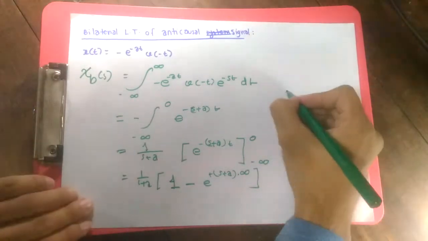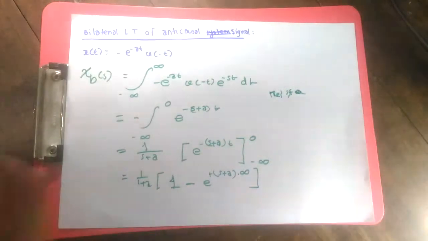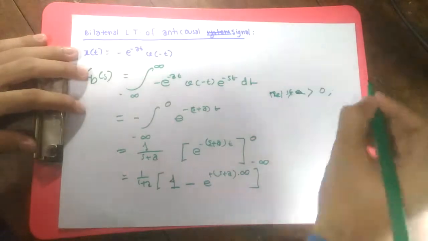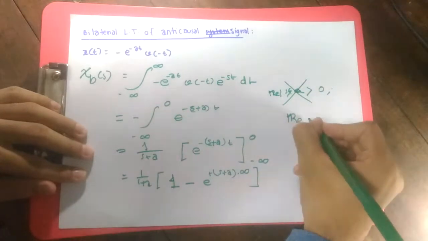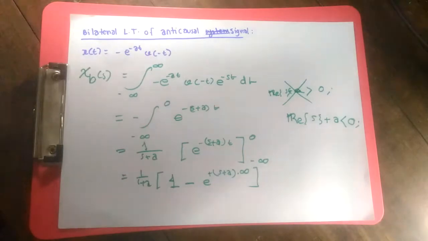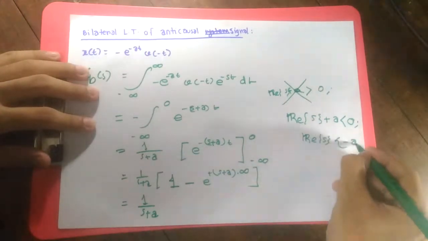times infinity, where minus minus again cancels out. Now for s plus a, that means the real part of s plus a, because the j omega is just a phase. If the real part of s plus a is greater than 0, then it will become unbounded. We don't want that. But if the real part of s plus a is less than 0, then it will be e to the power minus infinity, and that will become 0, and we will have a finite integral value of 1 by s plus a. So our region of convergence is real part of s less than minus a.